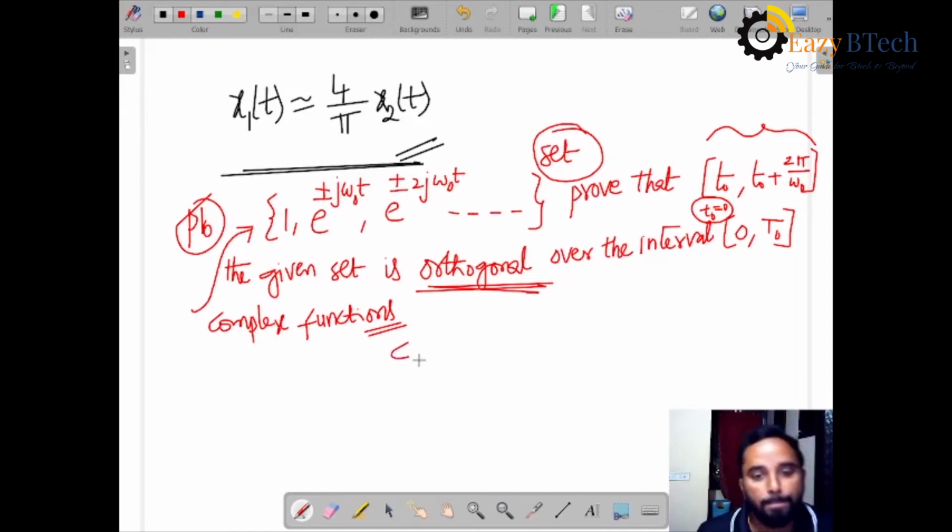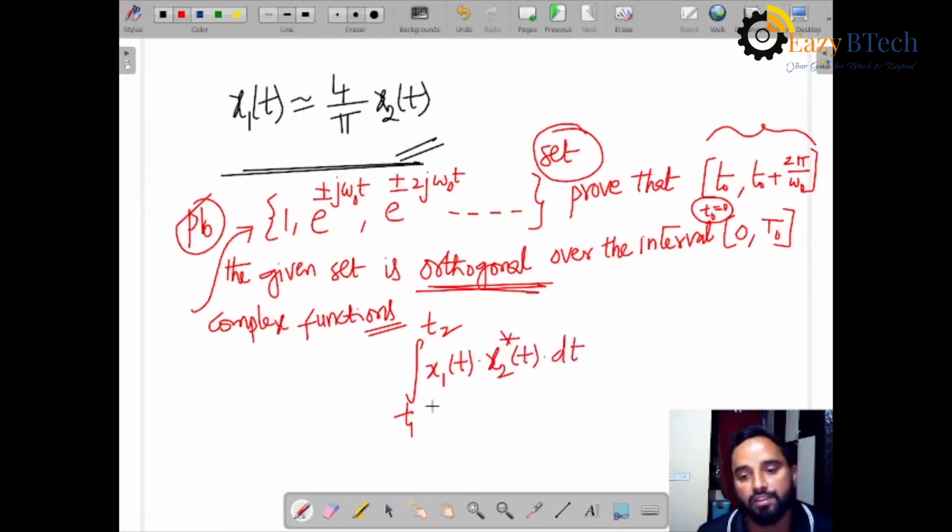The same, we need to calculate the integral from t1 to t2 of the first function x1 of t times the second function x2 star of t dt. If this integral value is 0, then x1 and x2 are orthogonal functions.